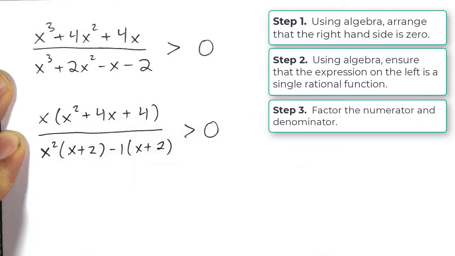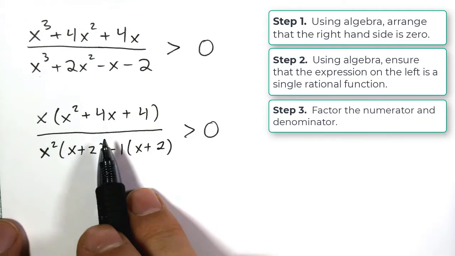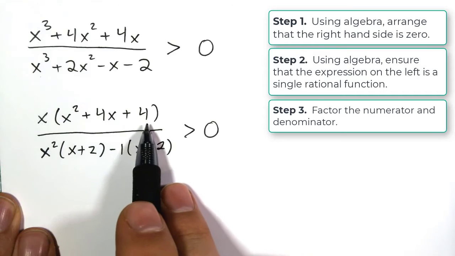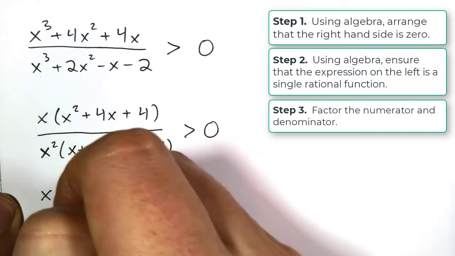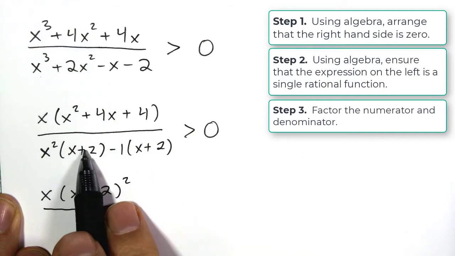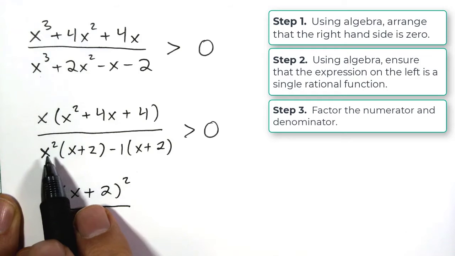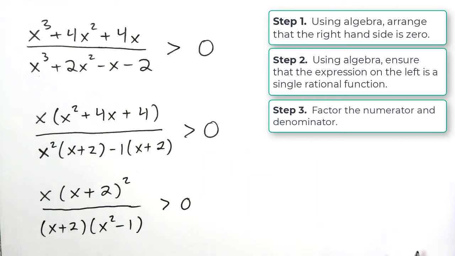Okay, so I've factored the left-hand side to look like this. Now I can factor it some more, because this is (x+2) squared, so I'll go ahead and write that in. And in the bottom, I see that x+2 is a common factor, so I'll factor that out. And what's left over is an x squared minus 1. Okay, I'm getting there. But I still can factor one more thing, and that's the x squared minus 1.